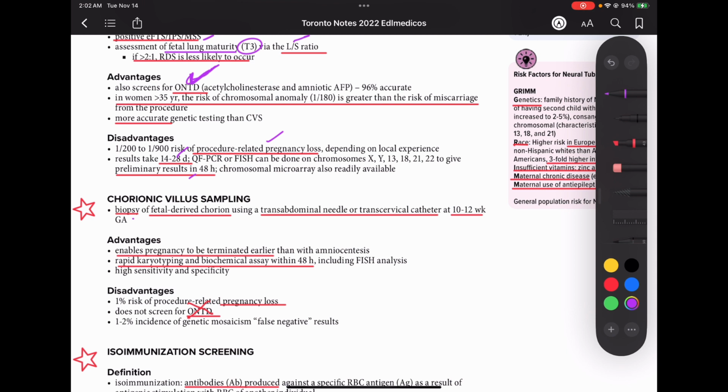So we do it at 10 to 12 weeks. If we make an early diagnosis, and if the parents want, they are able to terminate the pregnancy earlier. And rapid karyotyping and biochemical assay within 48 hours is also available, but the disadvantage is that it does not help you screen for open neural tube defects, and there is also about a 1% risk of procedure-related pregnancy loss.